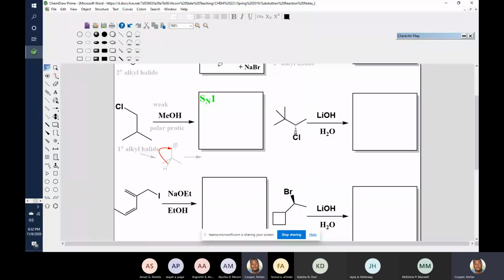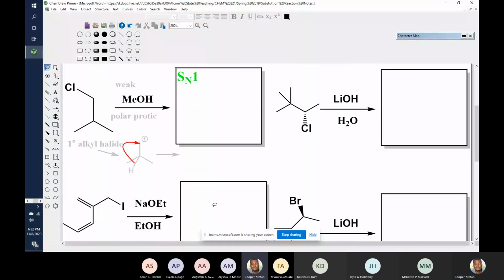And so I'm going to have something that initially was primary, but it moved to something that was tertiary.